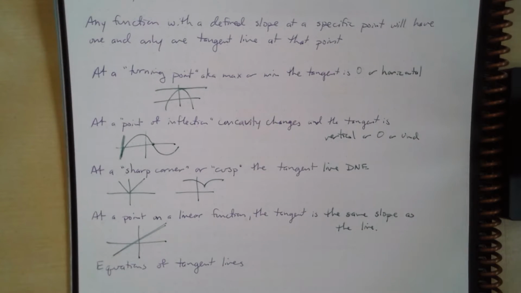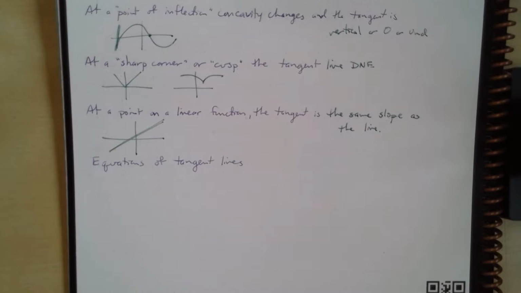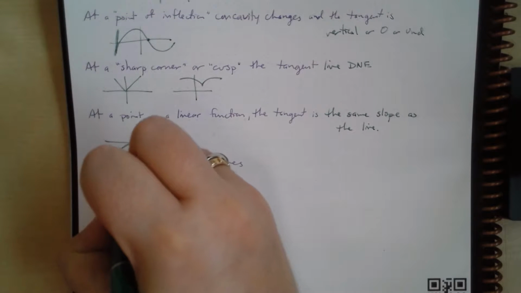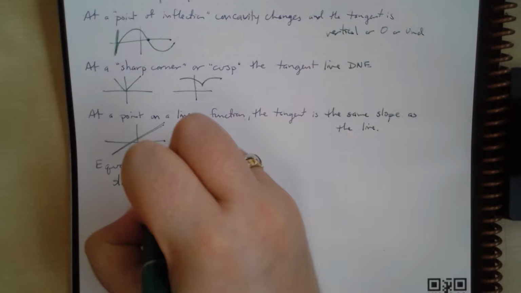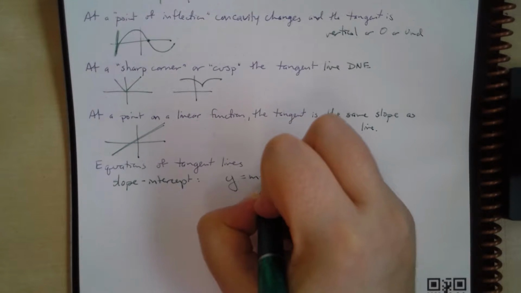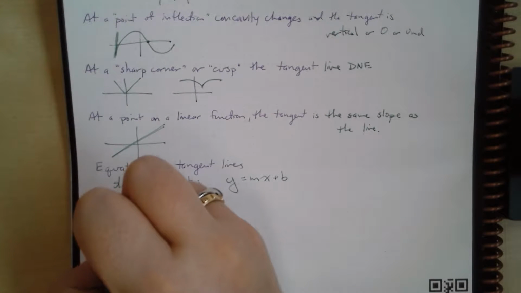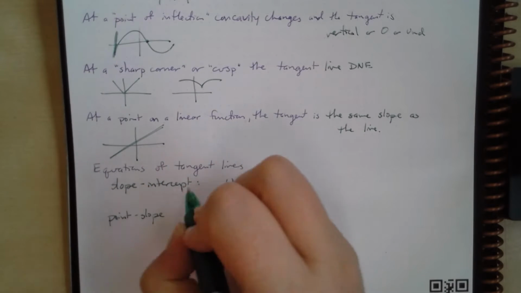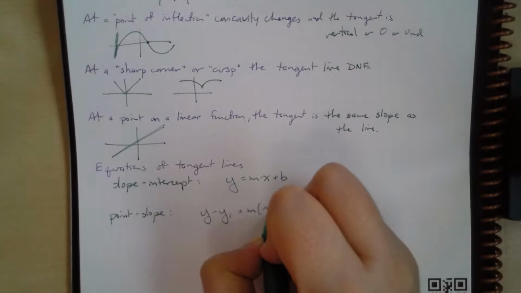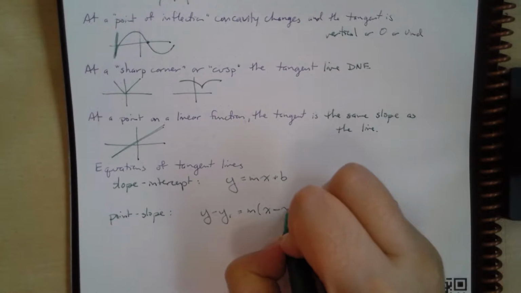So when we're talking about writing equations of tangent lines, we're going to write them exactly the same way that we would write a linear function. You're familiar with slope-intercept form. I'll remind you of it. Slope-intercept form is in the form y equals mx plus b. You can probably say that in your sleep. And you're also familiar with point-slope form. Point-slope form is y minus y sub 1 equals m times x minus x sub 1.